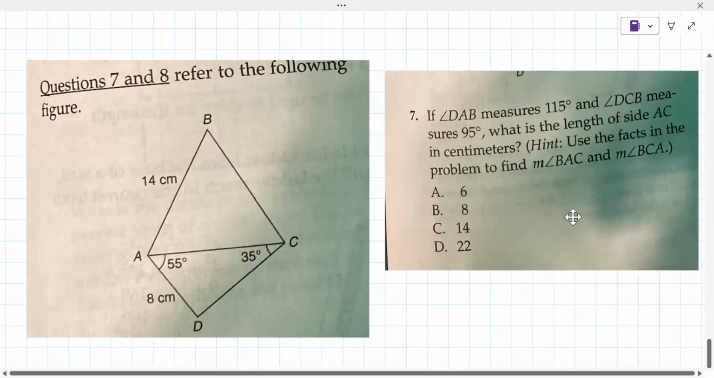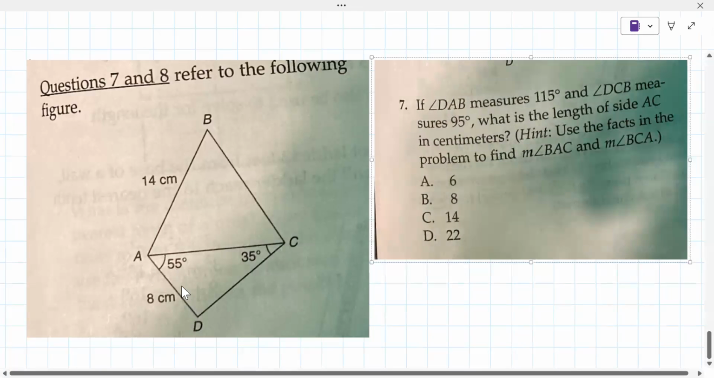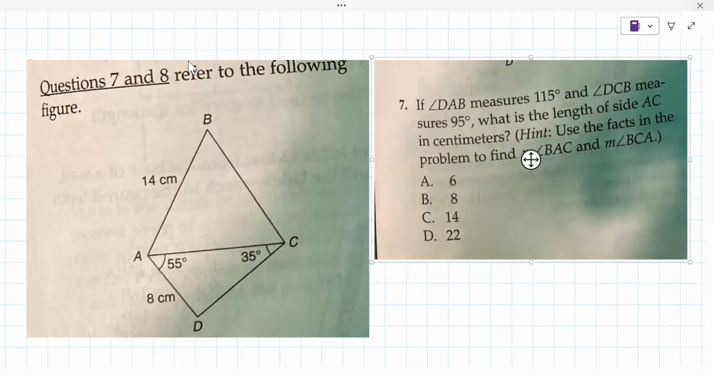It says if measure of angle DAB, so DAB, do you see that on the right here? Measure of angle DAB. So what is that? Well, it's starting at D, going to A all the way to B. So it's this big angle.